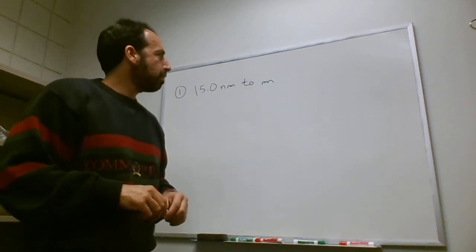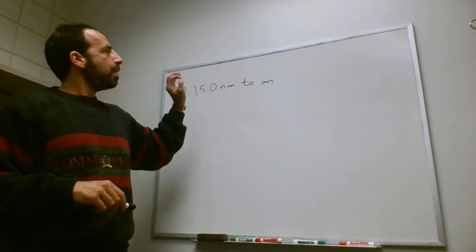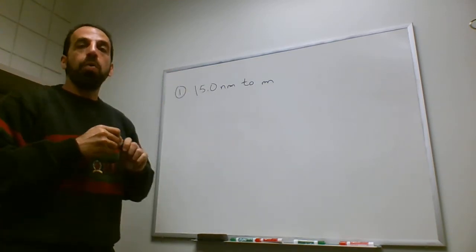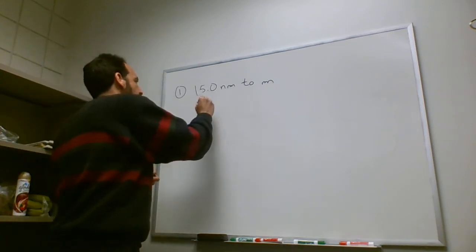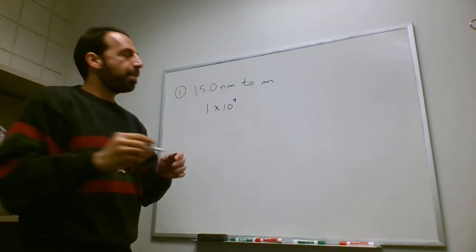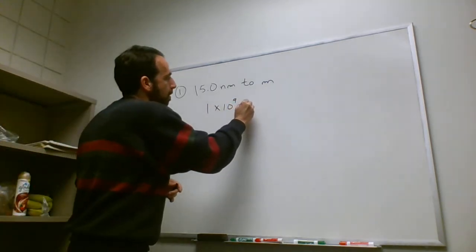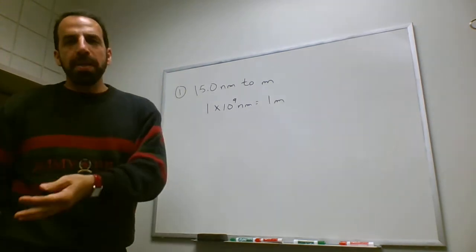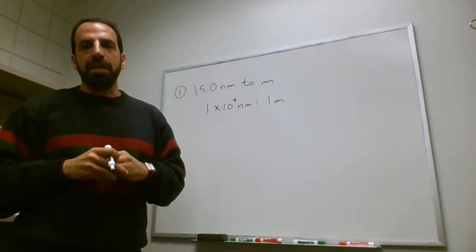So let's take a look at a conversion. This one is 15 nanometers to meters. Now, to do any type of conversion, you need the equivalent relationship. So in this case, it's 1 times 10 to the 9th nanometers to 1 meter. So for these type of things, either you know it or you look it up, etc.